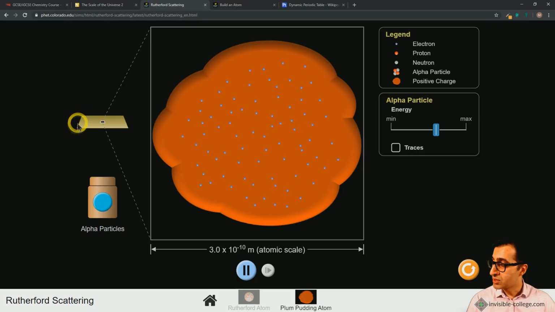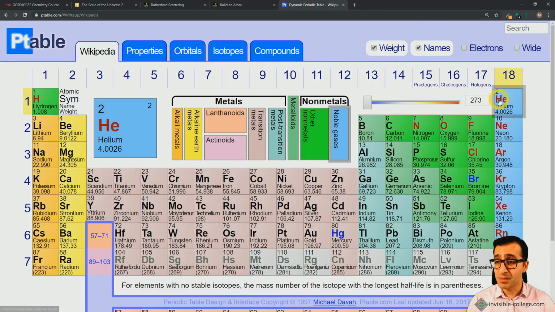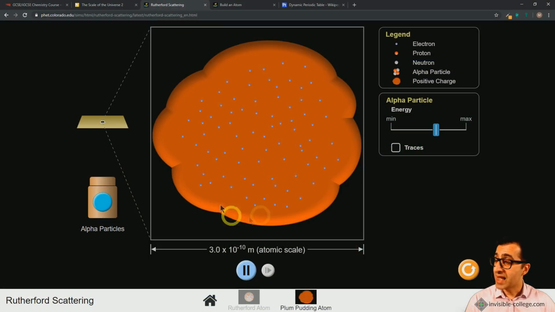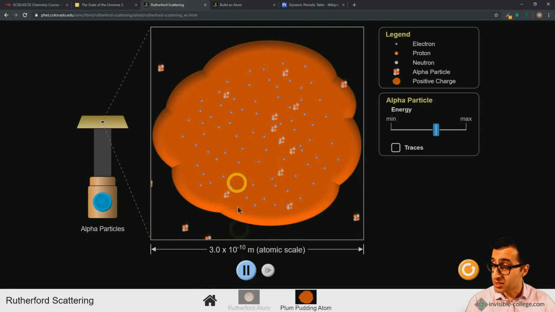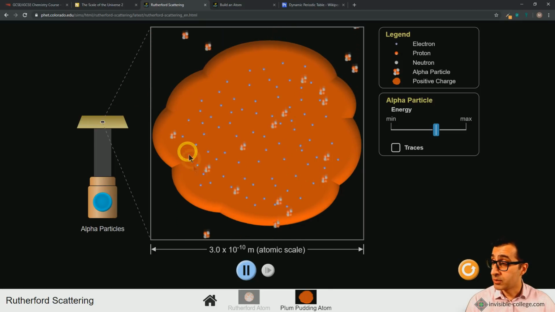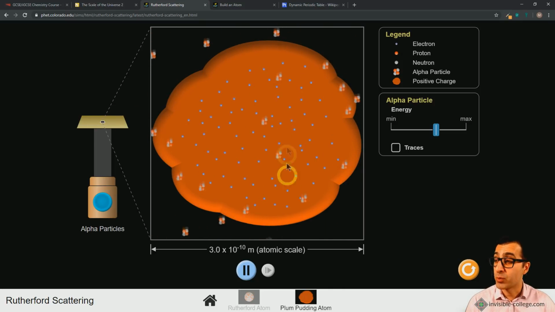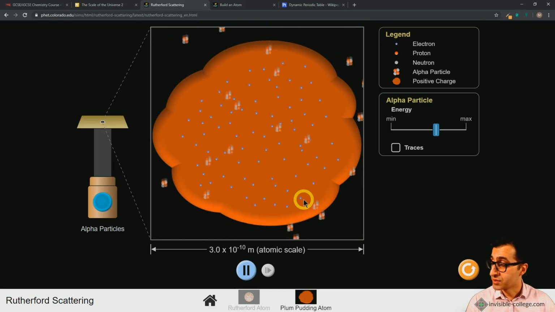In the plum pudding model, let's imagine that this is the gold film, the very thin sheet of gold that Rutherford was firing alpha particles at. Now alpha particles are simply helium nuclei. They are 2 protons and 2 neutrons all bonded together, and that's essentially what an alpha particle is. If we're firing alpha particles at a material like gold, and the gold atoms were as the plum pudding model predicted, you would expect the alpha particles to pass straight through the gold film, and you would expect none of them to be reflected backwards or deflected through various angles.